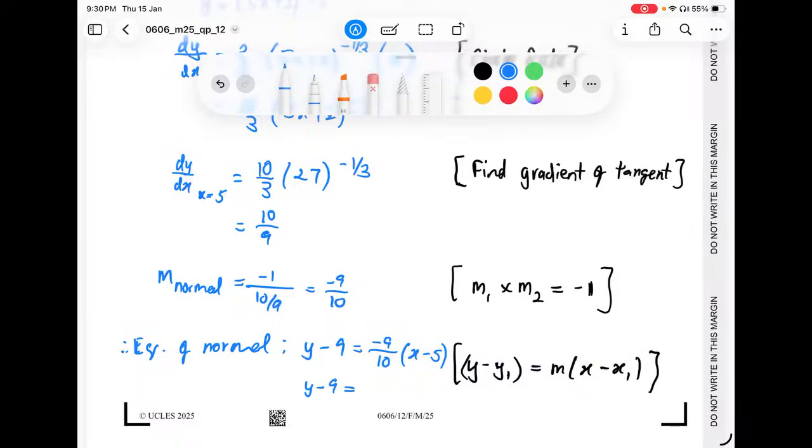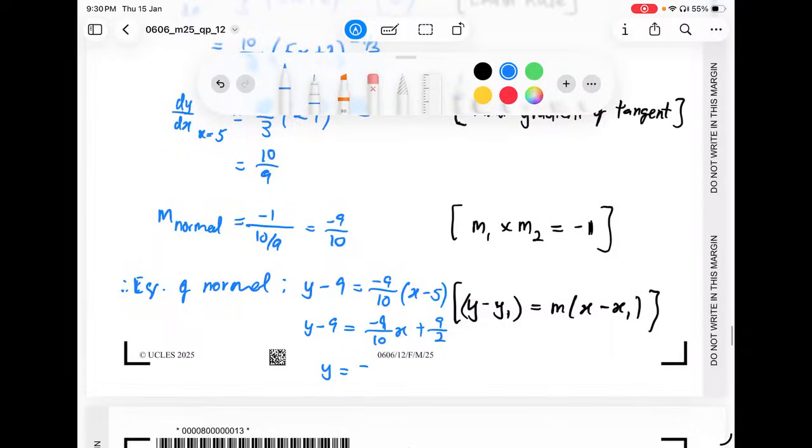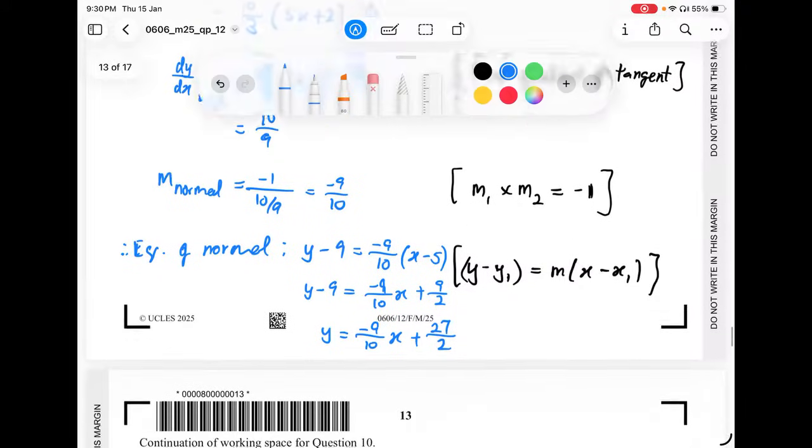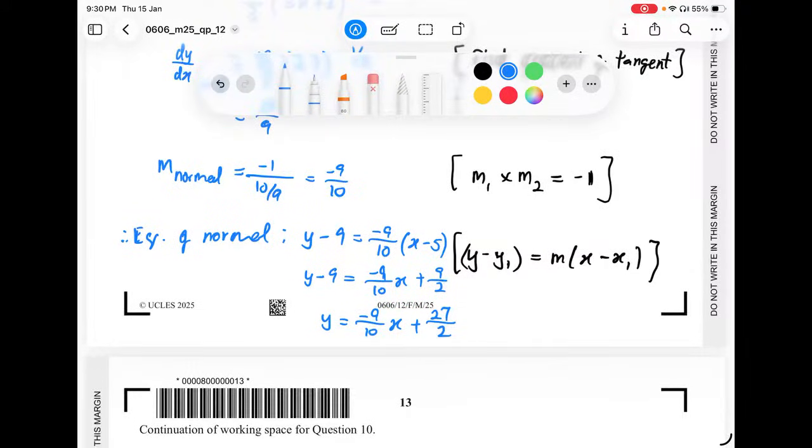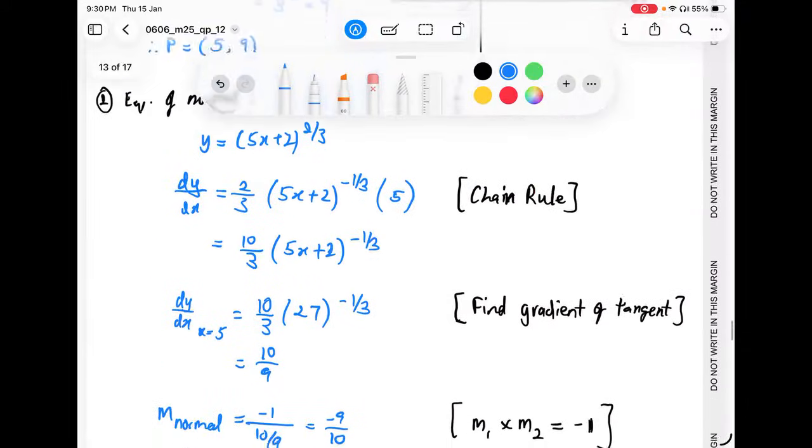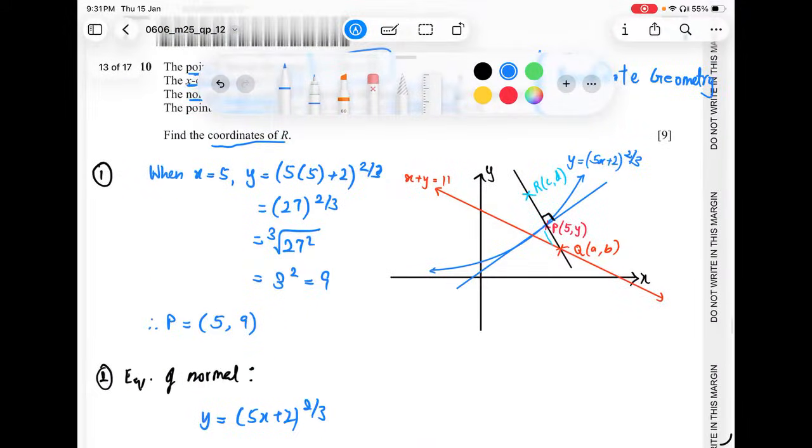Now y minus 9 is equal to negative 9 by 10 x plus 9 by 2. So y is equal to negative 9 by 10 x plus 27 by 2. So that's your equation of the normal. So we found the equation of the normal, we found P's coordinates. Now it is time to find Q's coordinates so that we can find the reflection, that is R.